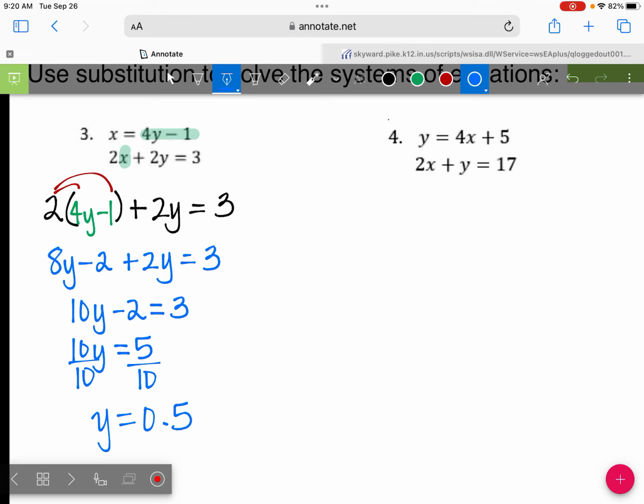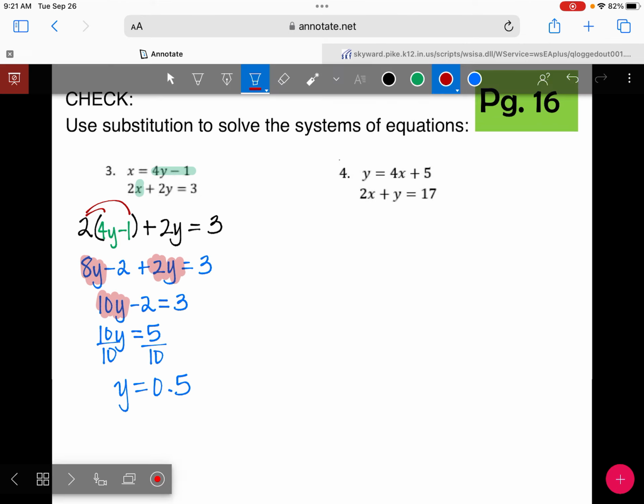Good. Most of you all got 0.5. So I'm going to go ahead and show my work. I substituted in 4y minus 1. When you distribute, you get 8y minus 2 plus 2y equals 3. Combine your like terms, which would be the 8y and the 2y. That's how I got 10y. And then I added the 2, divided by 10, so I got y equals 0.5.